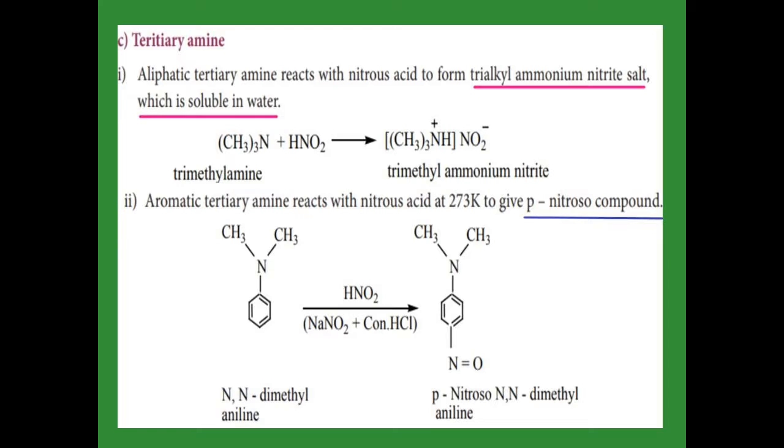When a tertiary amine is reacted with nitrous acid: so far we studied nitrous acid with the primary amine and with the secondary amine. In this slide we are going to study nitrous acid with the tertiary amine. The tertiary amine gives a trialkyl ammonium nitrite salt, but this salt is soluble in water. Now see the first example. CH3 thrice N means it is trimethylamine. Around the nitrogen we have three alkyl groups, so it is a tertiary amine.